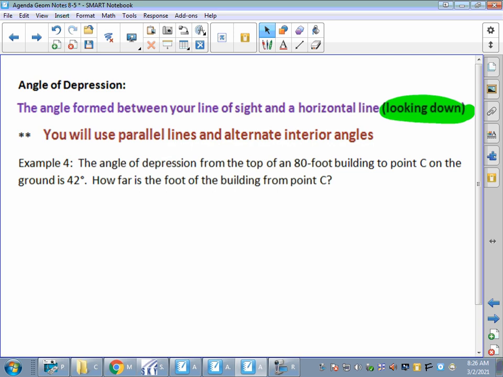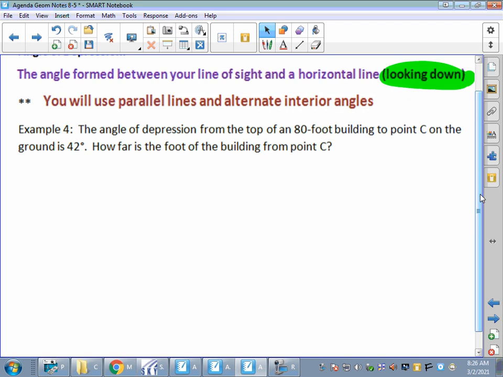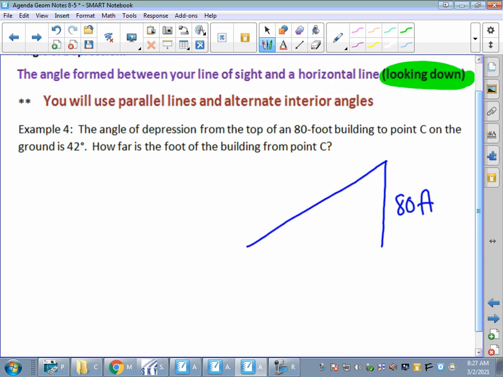All right, so let's look at this problem over here. An angle of depression from the top of an 80-foot building to point C on the ground is 42 degrees. Okay, so let's see, I've got an 80-foot building. That was easy to put in there. And the angle of depression, so I'm on the top of the building looking down at point C. So something like this, right? This would be point C.